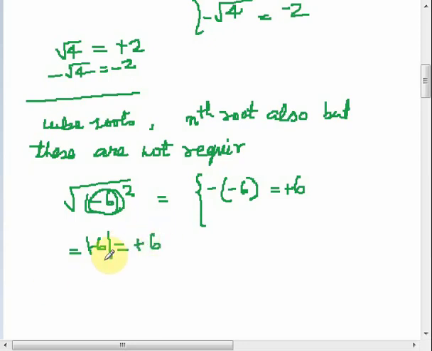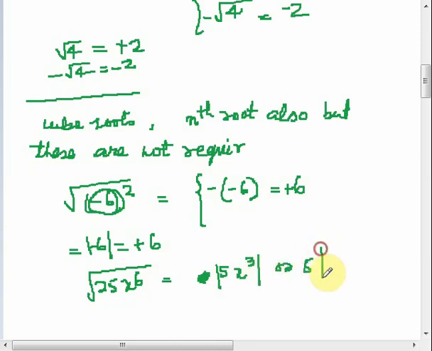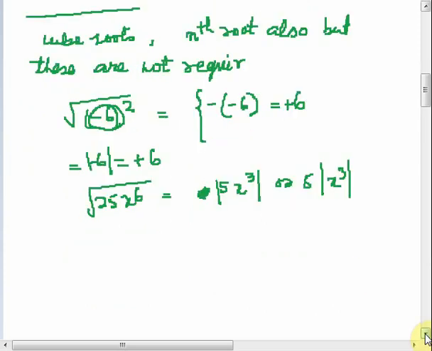Similarly, if you want to find the value of under root 25 x to the power 6, its value will be plus 5 x cube modulus, or if you remove the plus sign, since 5 is positive, 5 mod x cube. I will explain modulus, don't worry.